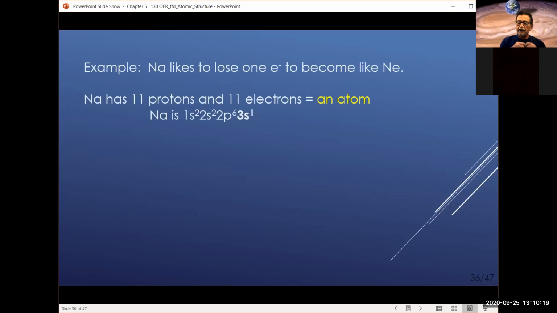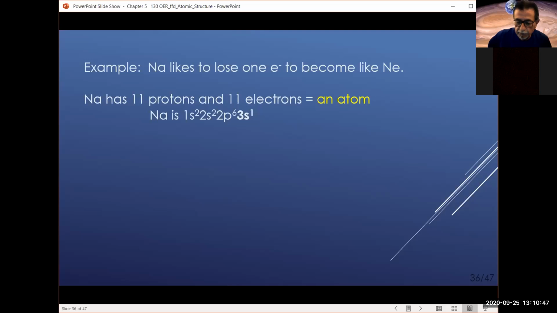Now, the outermost shell, the valence shell, is in the third energy level. And that's highlighted here as number 3. So that corresponds with sodium being in group 1A. Sodium has 1 valence electron. That 1 valence electron occupies the S orbital in the third energy level. Okay.